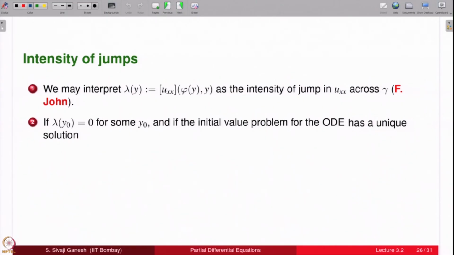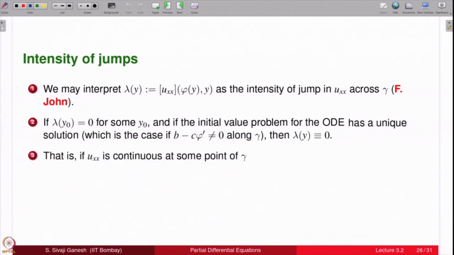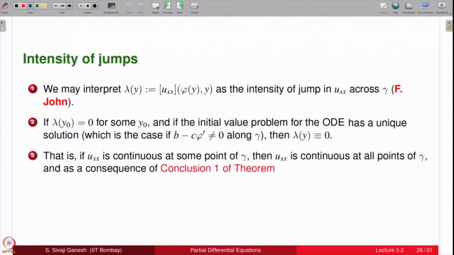If that has a unique solution, of course it is a homogeneous linear equation, 0 is always a solution, and if it has uniqueness also, then it must be that lambda is identically equal to 0. We already did this conclusion. So if uxx is continuous at some point, this is the interpretation in terms of uxx. What is lambda after all? It is the jump in uxx. If the jump is 0, it means uxx is continuous at that point, then it is continuous at all points of gamma. And therefore, once you have the uxx jump as 0, the jump in uxy and uyy is also 0 from conclusion 1.